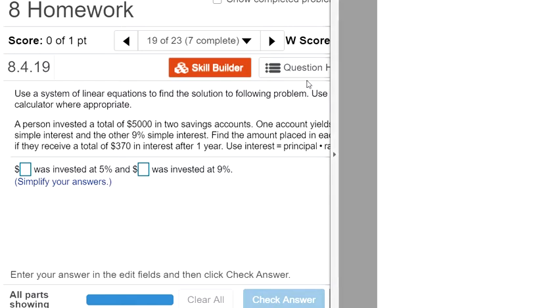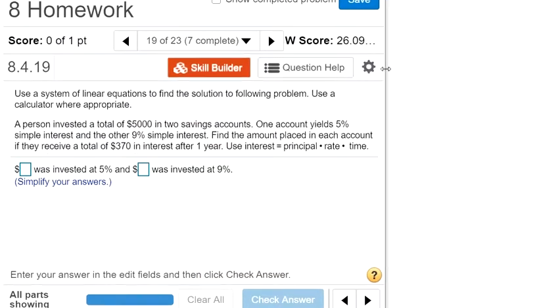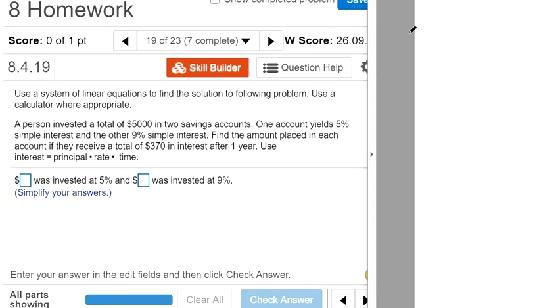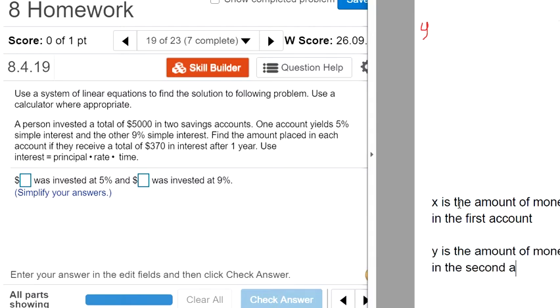So let's just start trying to make an equation for that first account. Actually, let's not. Let's define our variables down here. X is the amount of money in the first account. Y is the amount of money in the second account. There's two accounts. They're putting money in account A and in account B.